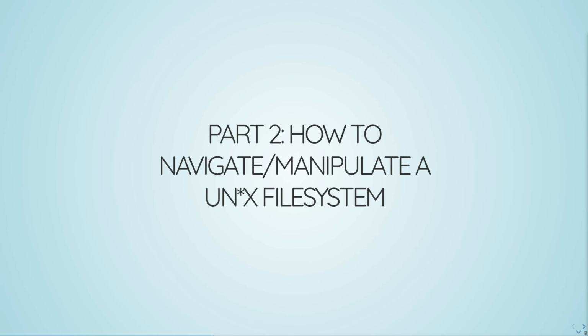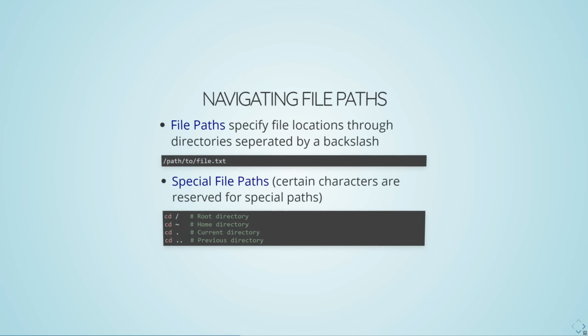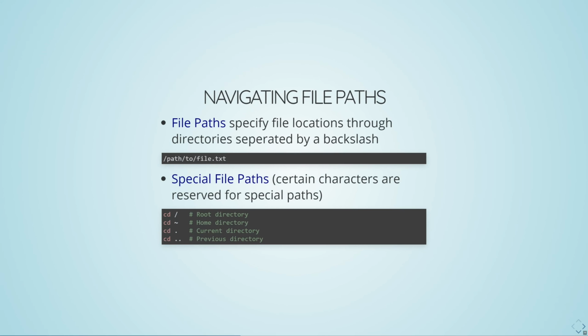Now that we know how to access a remote Unix system, let's talk about how to navigate and manipulate the Unix file system. So the first thing we're going to want to learn about to do this is file paths. File paths specify the location of files and directories, and they do so by separating things by a slash. Usually the beginning of your file system will start with a slash, and then this will be, say, a directory, another directory, and then finally the file that you're trying to specify.